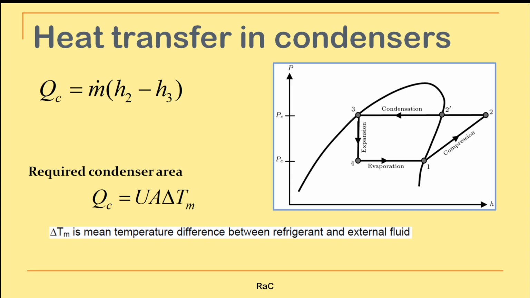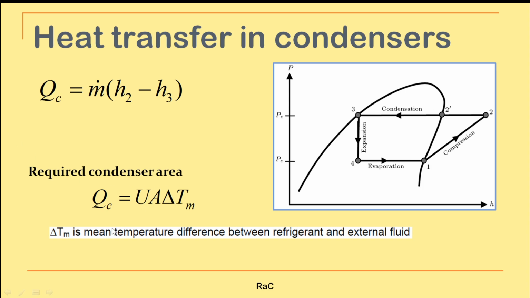Now coming to the little analysis of the condensers. If you look at the p-h diagram of the vapor compression refrigeration system, 2 to 3 is the process of condensation. So the heat transfer in the condenser, that is the heat rejected in the condenser, is given by m dot into (h2 minus h3). m dot is the mass flow rate of the refrigerant. h2 and h3 are the inlet and outlet specific enthalpies of the refrigerant in the condenser.